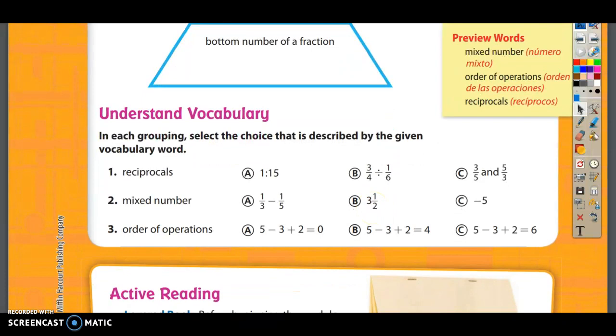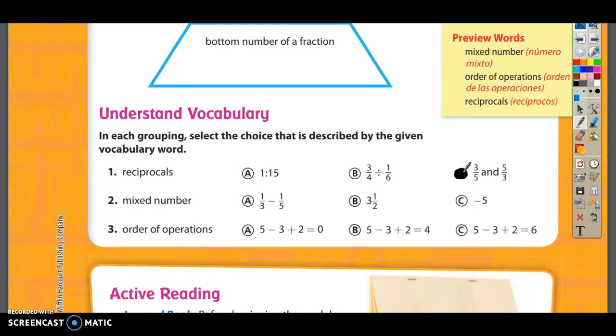So this is a multiple choice. It says, in each grouping, select the choice that is described by the given vocabulary words. Number 1 is reciprocals. Reciprocals are not a number like this. This is a ratio. This is a division problem of fractions. Reciprocals are when you take a numerator and you switch it to a denominator. So check this out. Option C is the answer, because if you simply flip 3 and 5 right here, if you switch the numerator and the denominator, you get this one right here. So the reason why these are reciprocals is because the numerators and the denominators flip-flopped. That's what the definition of a reciprocal is.